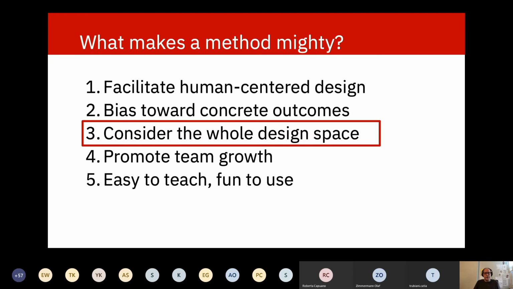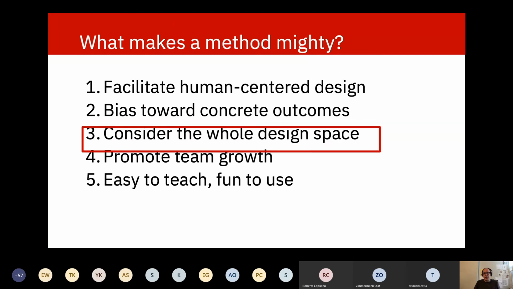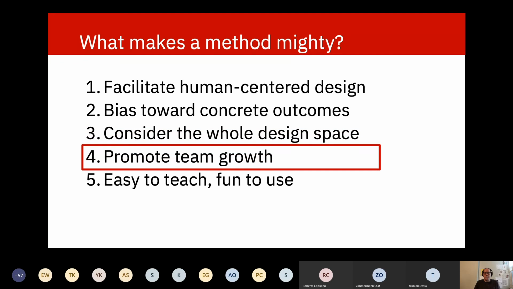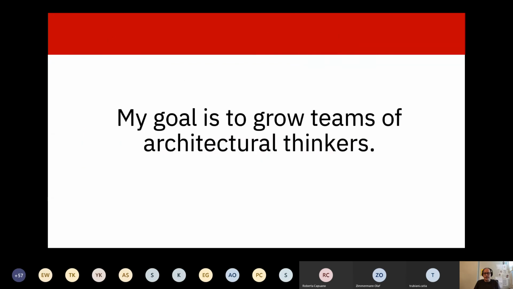So considering the whole design space at once. Mighty methods also help us to promote team growth. My goal really as an architect is to grow a team of architectural thinkers. I don't want to be the only architect on my team. I want everybody else to join me in this journey.